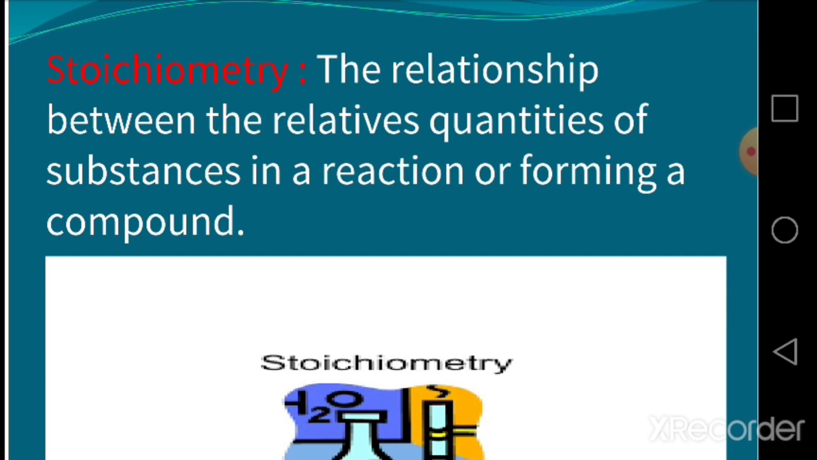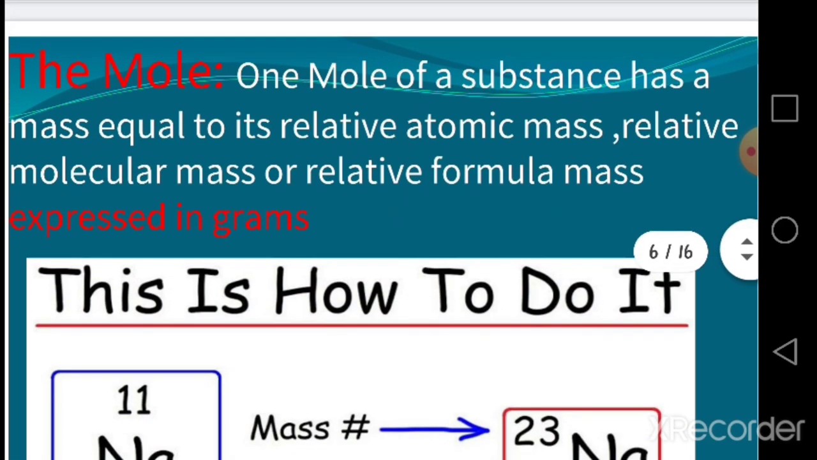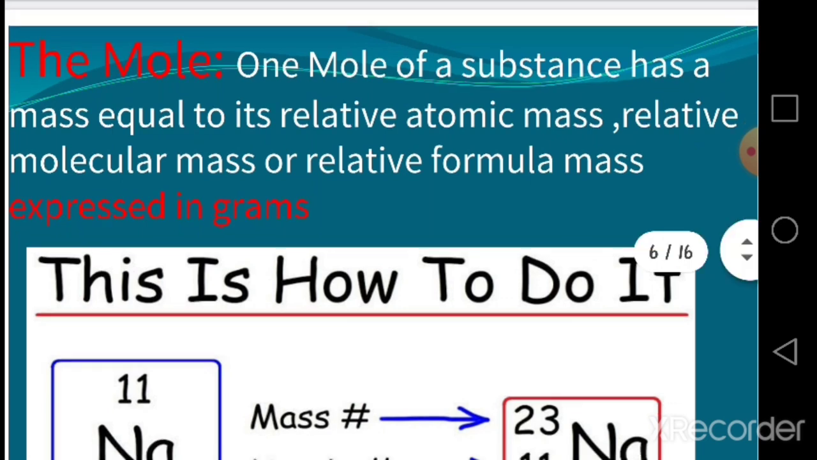So first of all, I am going to have your attention on the mole concept. What is a mole? When we want to have, for example, 1 mole of a substance, we have to have its relative atomic mass or relative molecular mass or relative formula mass. What is relative atomic mass and what is relative molecular mass or relative formula mass? How can we have it?